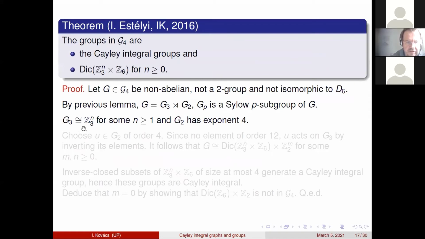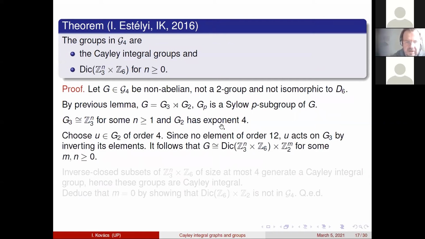So first of all, G3 is elementary abelian because of our result about P groups. A P group is either abelian or the quaternion with the elementary abelian. So this is the first observation. And G2 has exponent 4, because if it did not have exponent 4, then it would be a direct product. So you take an element of order 4, and since there is no element of order 12, you can see that U acts on G3 by inverting the elements. And using this condition, it follows easily that you have these groups as candidates.